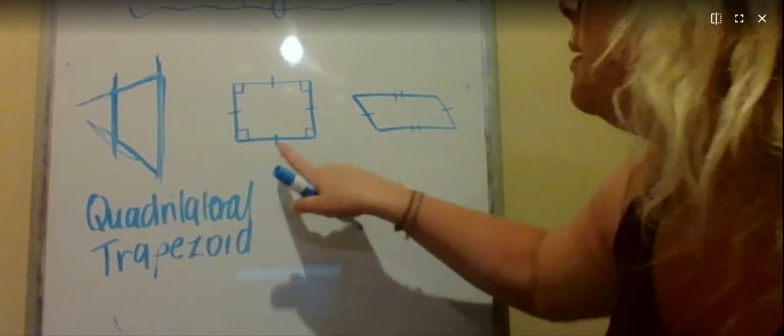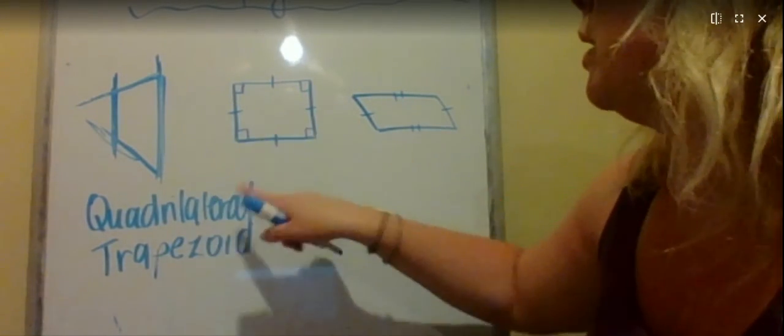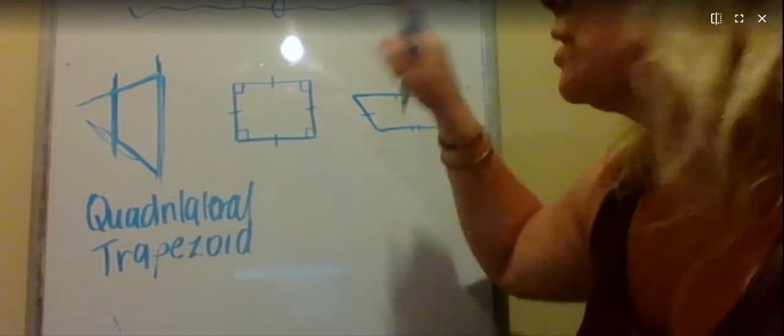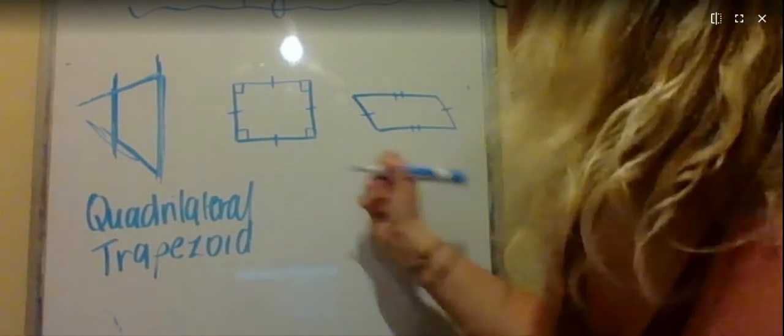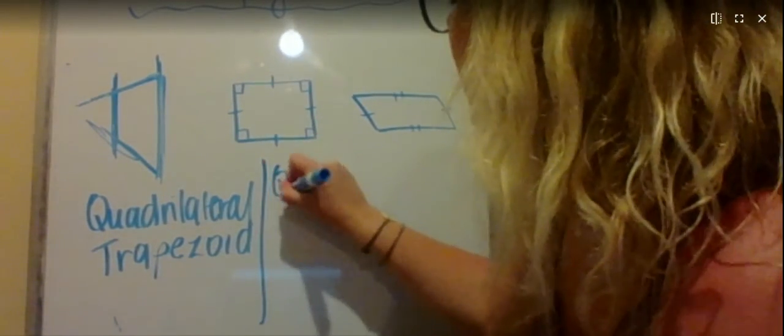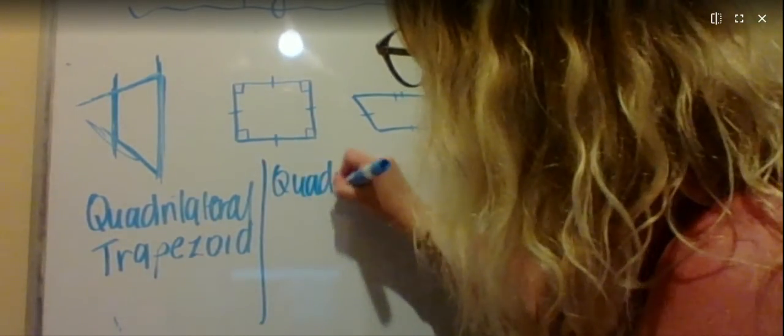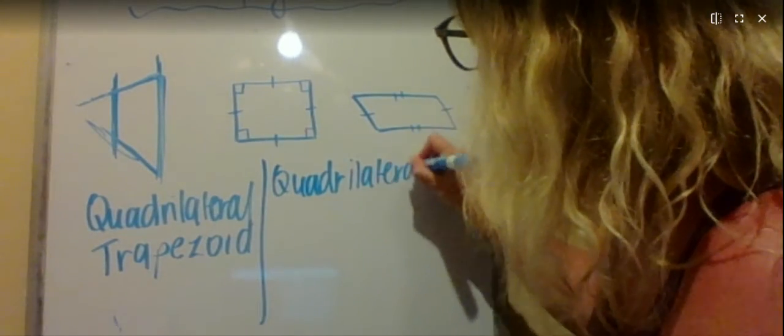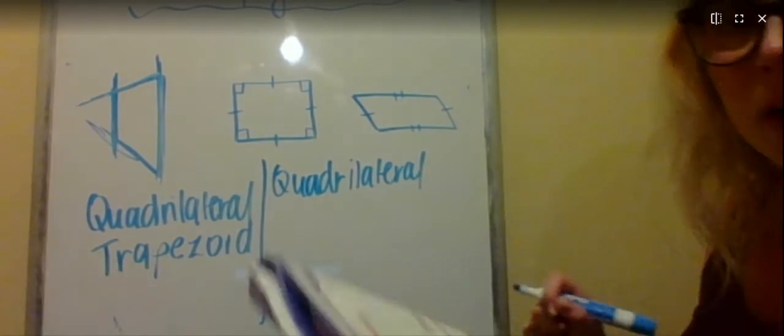Okay. Next one. Is it a quadrilateral? It has 1, 2, 3, 4 sides. Yes. Quadrilateral. I'm going to just move this over. Quadrilateral. I might have to erase for the next one over here.